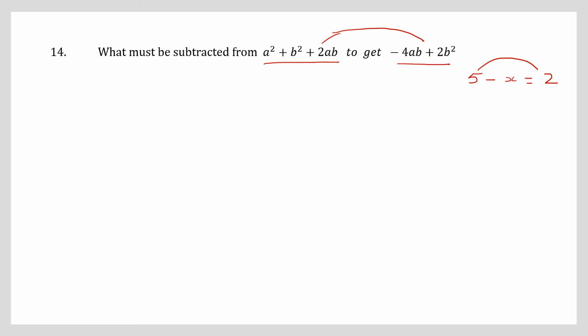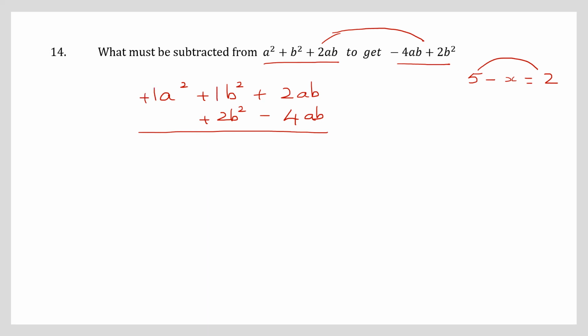So let's start with this one first. A square plus b square plus 2ab. Below that, minus 4ab plus 2b square. Okay, right? What's missing? Plus 1. Here also 1. So let's work out. So change the sign of the second row. So this becomes minus and this becomes plus.